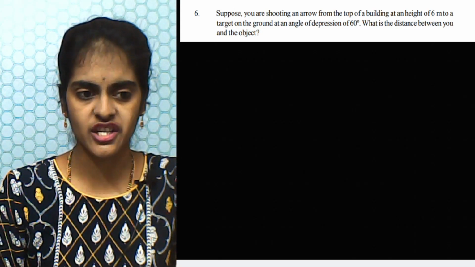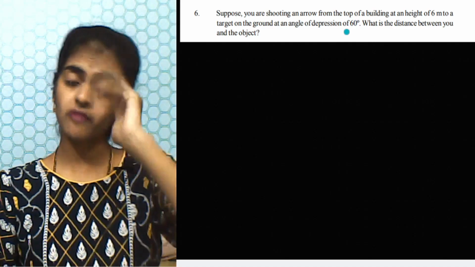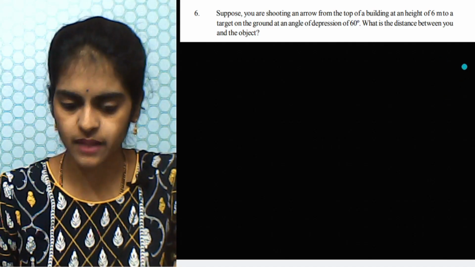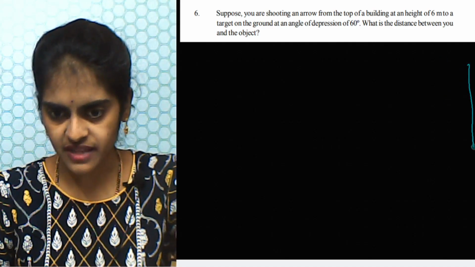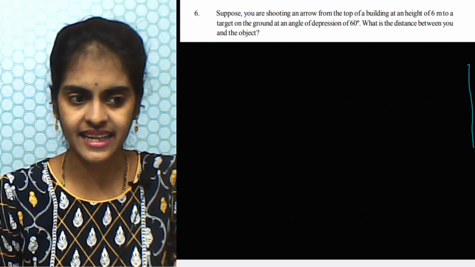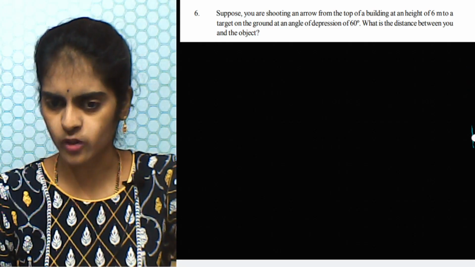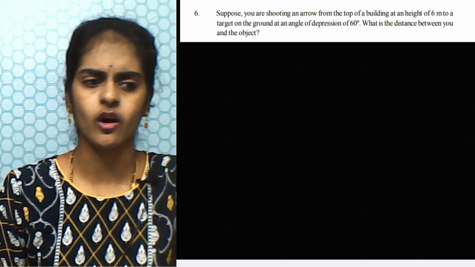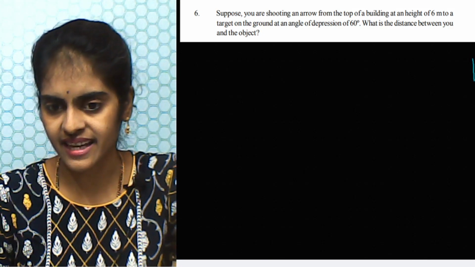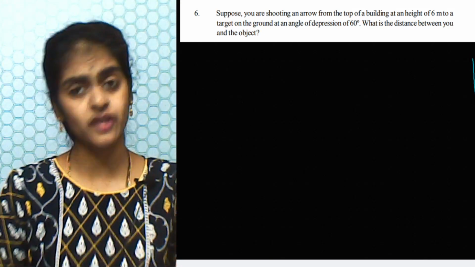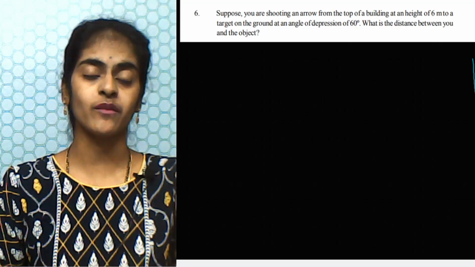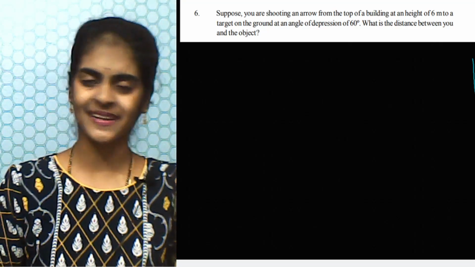Okay, so the question is, suppose you are shooting an arrow from the top of a building. So let us take a building here. As we have learned, all these are vertical lines. So building, mountain, tower, all these we are considering as vertical lines. This I have discussed in the concept video. If you have missed watching it, then you can watch the concept video also by clicking on the I button here.